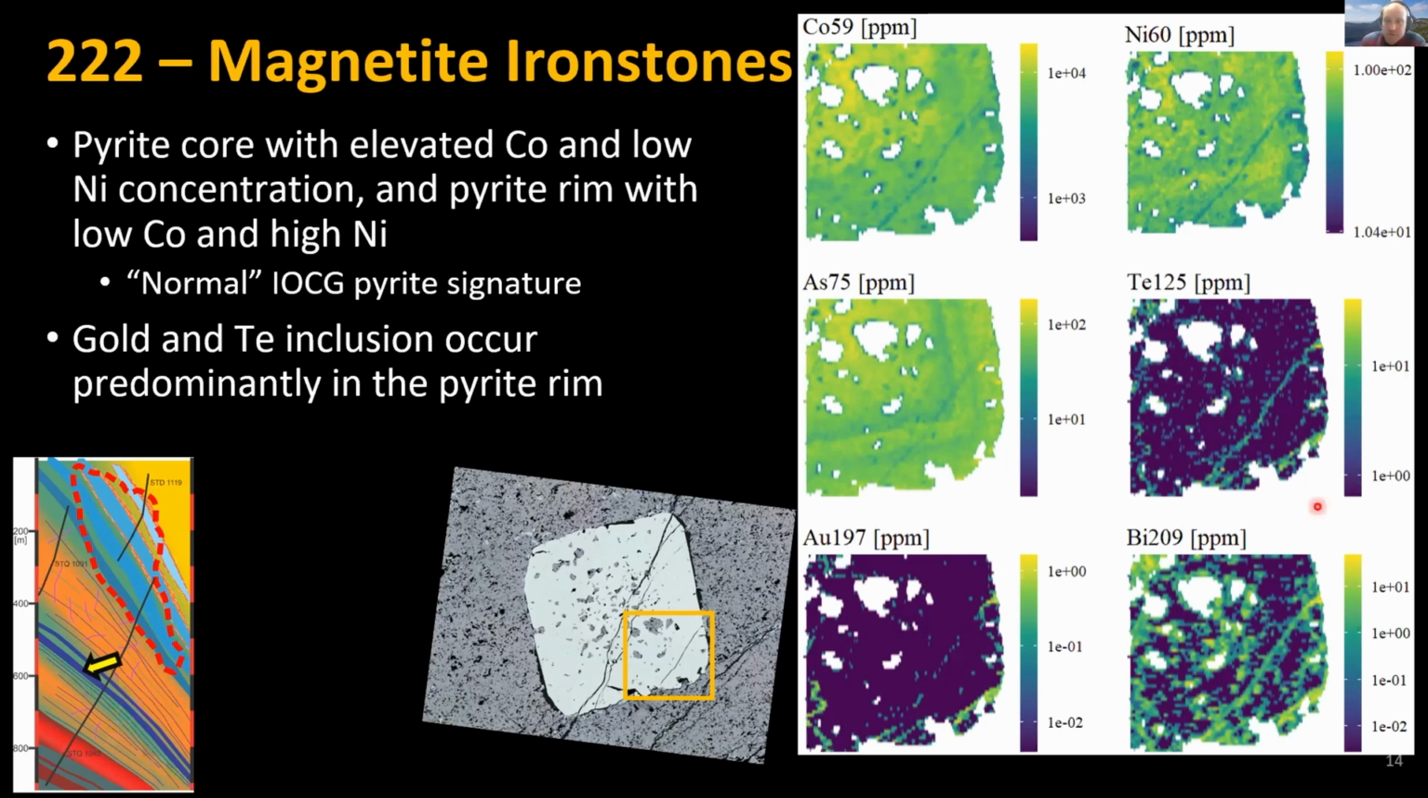And again, in the rim of the pyrite, we see gold inclusions together with tellurium inclusions. Bismuth is relatively high as well, lots of bismuth inclusions. But again, important is that we see, much further down from the ore zone, gold telluride inclusions in pyrite. This high cobalt core in pyrite is relatively often described from IOCG systems. It's more or less the normal IOCG pyrite signature.